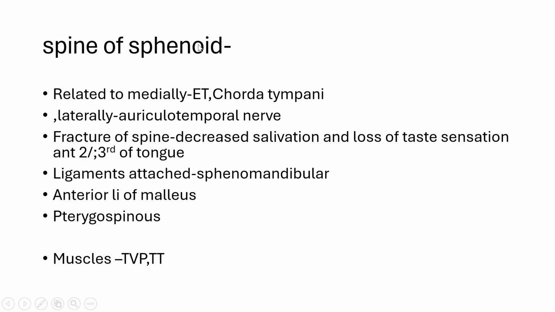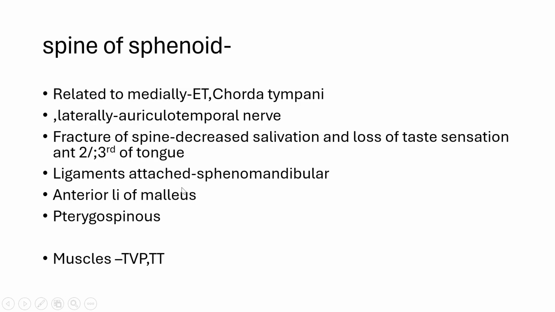Now coming on to the spine of sphenoid, it is very important because medially the eustachian tube, the cartilaginous part of the eustachian tube, is related to the spine of sphenoid, and laterally the chorda tympani nerve. And you will see medially these two, the eustachian tube, the cartilaginous part, and the chorda tympani, and laterally the auriculotemporal nerve is related to the spine of sphenoid. If fracture or some damage to the spine happens, there will be decreased salivation and loss of taste sensation. So chorda tympani is related to loss of taste sensation, and auriculotemporal to salivation, you have seen this in parotid. So the decreased salivation is part of it.